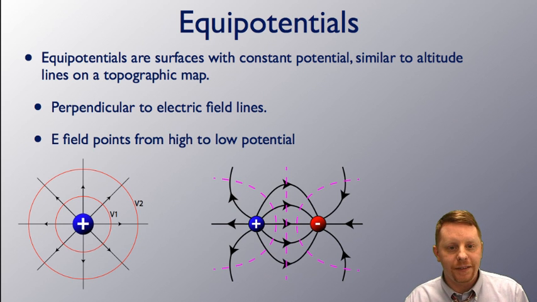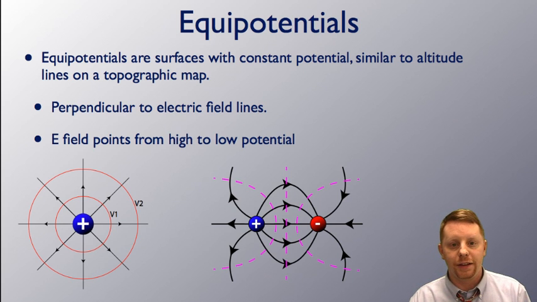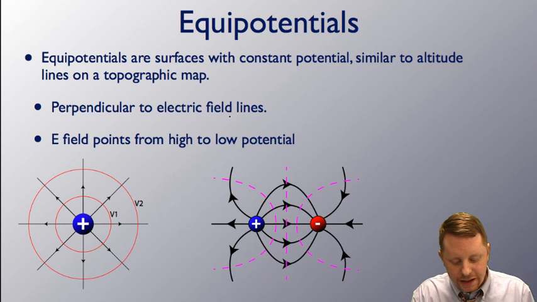Now, when we draw the electric field and electric field maps like we were talking about previously, we can also draw equipotential lines. Equipotential lines are just surfaces that have a constant potential, very similar to lines of constant gravitational potential energy or topographic altitude lines on a contour map. You can do the same thing, the same analog, when we're talking about electrostatics. Equipotentials are lines of constant electric potential. They are always perpendicular to electric field lines. They always cross at 90 degrees, and the electric field points from high to low potential.